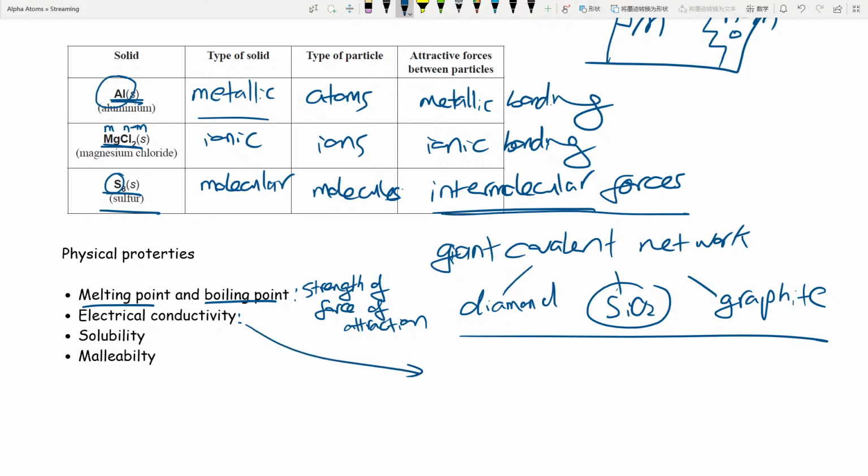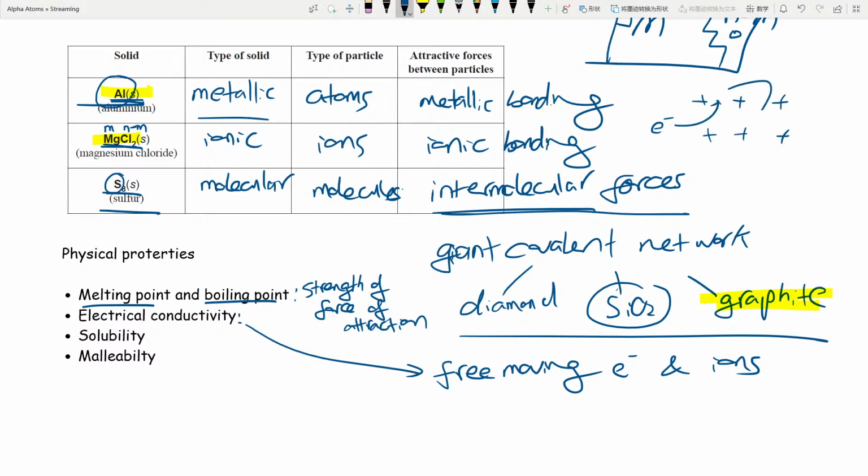And when you talk about electrical conductivity, you're looking for free moving electrons and ions, one of the two. So I'm going to highlight all the things that can conduct electricity here: aluminium, graphite, and MgCl2 when it is dissolved, aqueous or molten. Why can aluminium conduct electricity? Because you have free delocalized electrons that randomly move around the structure, and that allows it to conduct electricity.